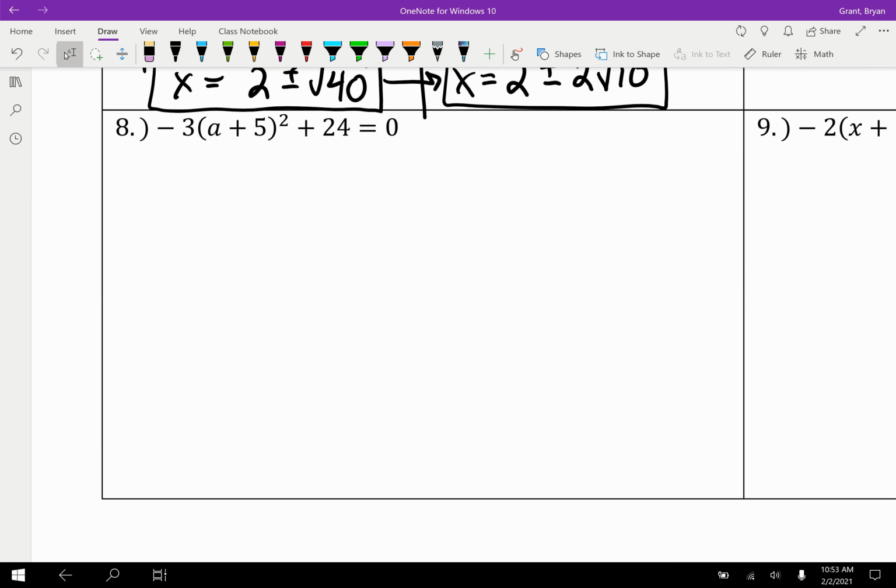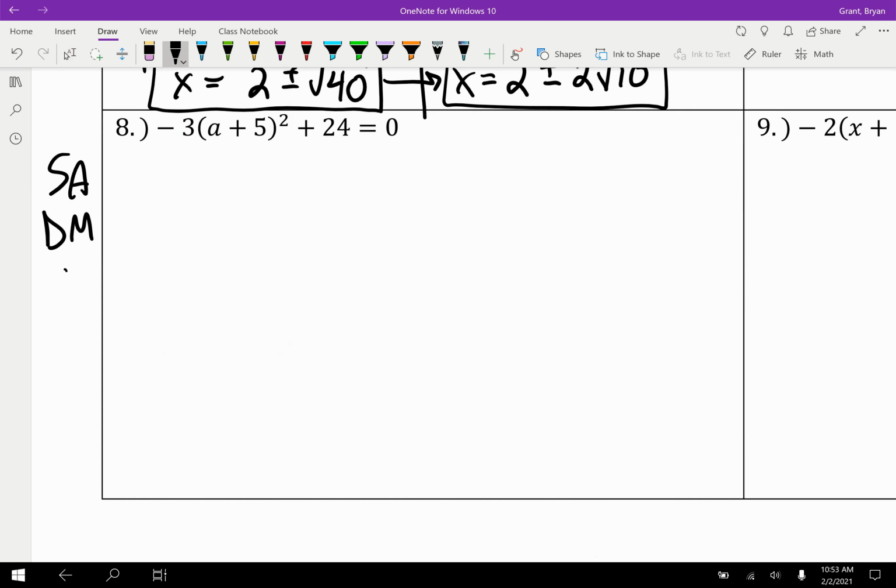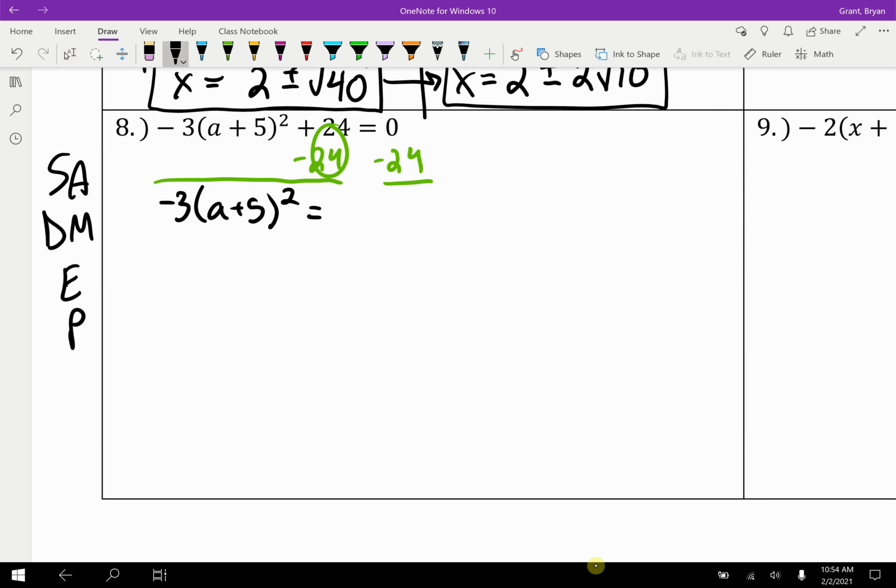We're solving for a this time, but very, very similar. Working through SADMAP once again. Let's go ahead and undo the addition and subtraction first. I think we'll undo this 24 that's on each side. So that gives us -3 times (a plus 5) squared equals -24. And then we continue through. We say, okay, well, there's some division now because -3 is multiplying. We might as well divide both sides. (a plus 5) squared. -24 divided by -3 is +8, I think.